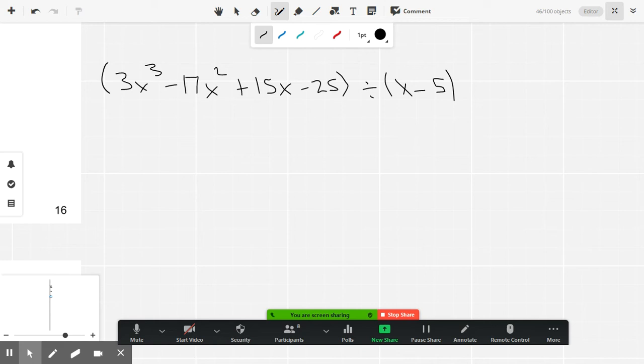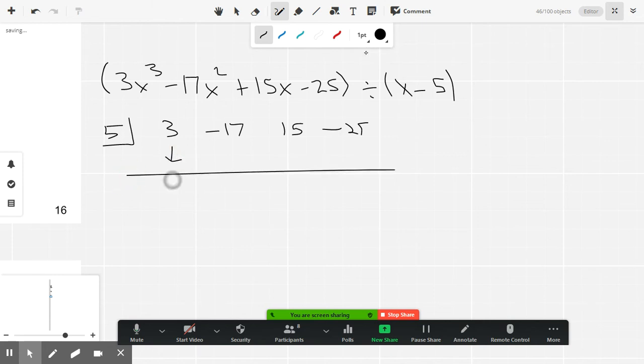All right. So what I'm dividing, I don't need any placeholders since I have all my degrees. So that's just going to be 3, negative 17, 15, negative 25. And then over here, I put the opposite of that, which is going to be a positive 5. Drop the first number. 3, multiply. 5 times 3 is 15. Add. -2. 5 times -2 is -10. Add to 5. 5 times 5 is positive 25. And notice this last one adds to 0. So that means it's going to be a remainder of 0.